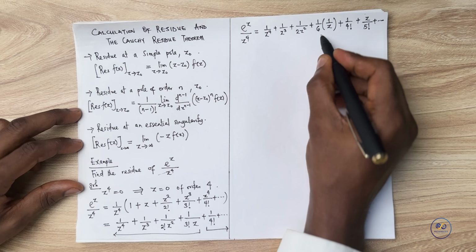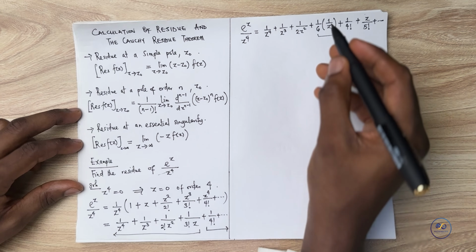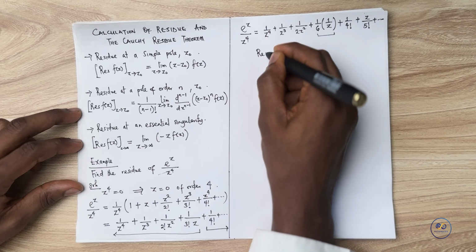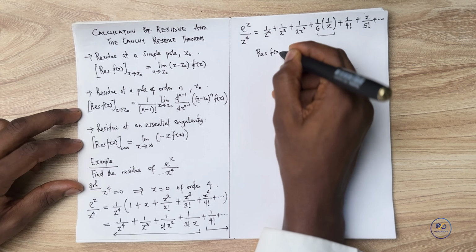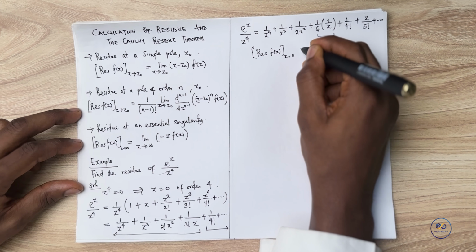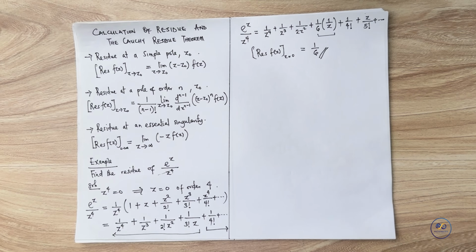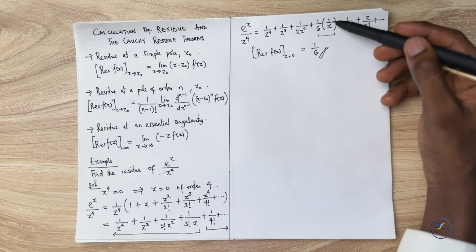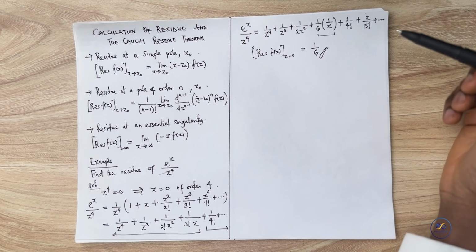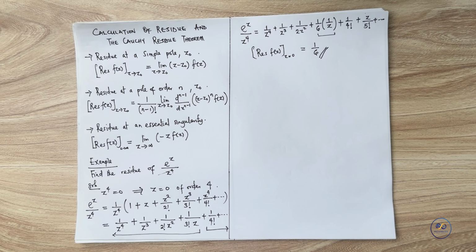Now, this is the first term of the principal part. And what is the coefficient of the first term of the principal part? 1 over 6. So it means that the residue of f of z, in this case, as z equal to 0, is indeed 1 over 6. That is the residue, because it's the coefficient of the first term of the principal part. This is how we utilize the Laurent series in finding the residue of the function.